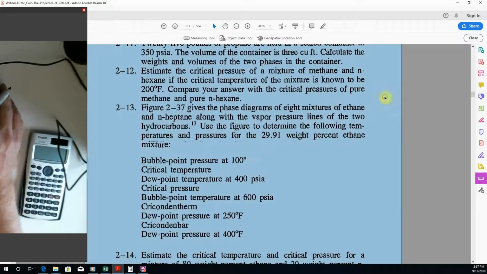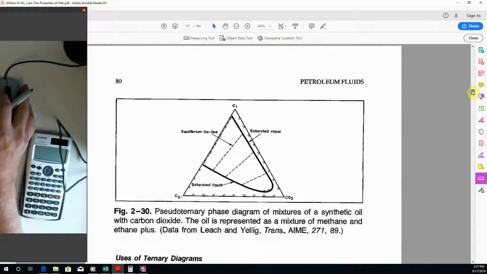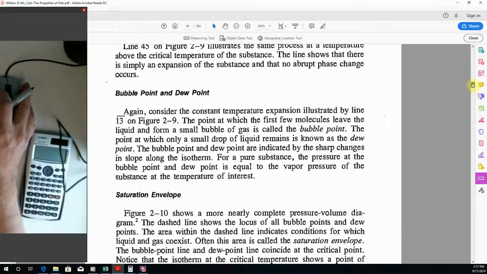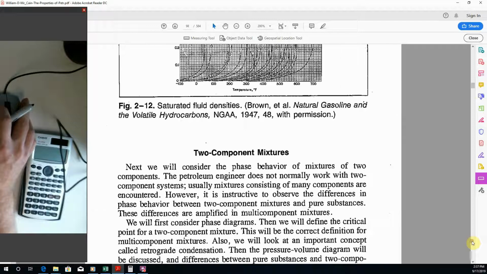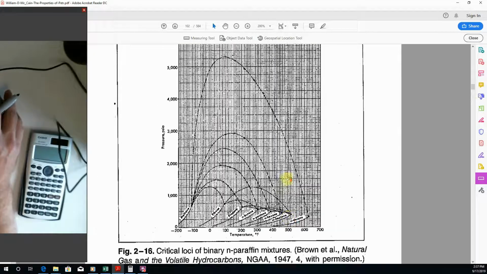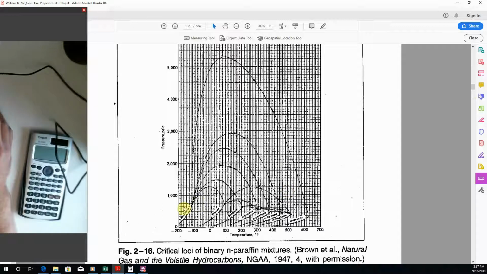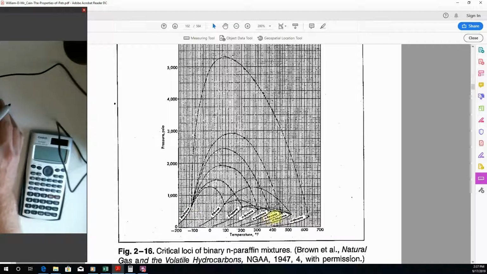So if we look over here, this is telling me chart. So let's go back till we find the chart. It's somewhere in here. There we go. So here's our mixture of the critical loci. So the critical points right on these lines. You follow them? So we're looking at a mixture of methane and N-hexane. So here's the loci coming around like this.